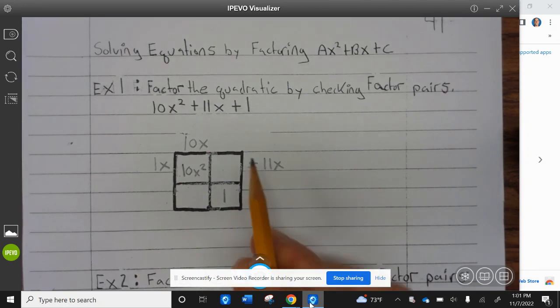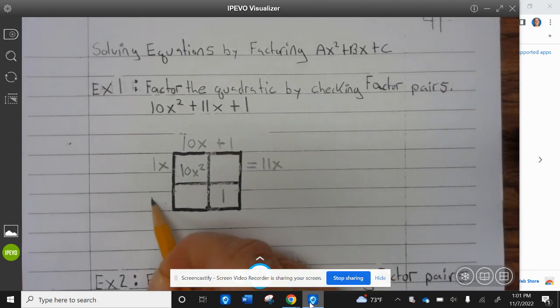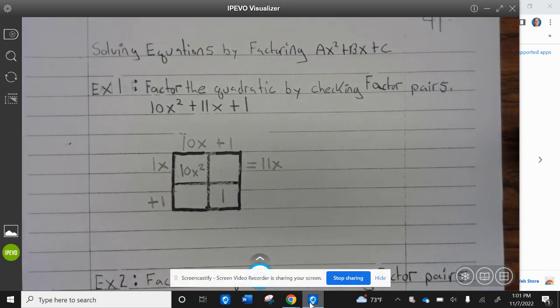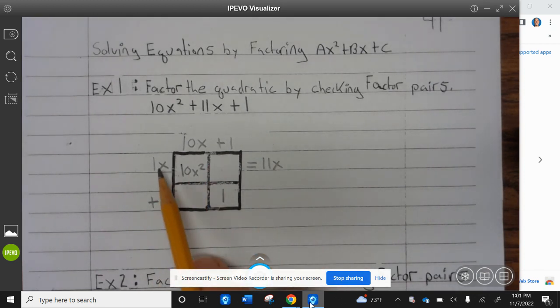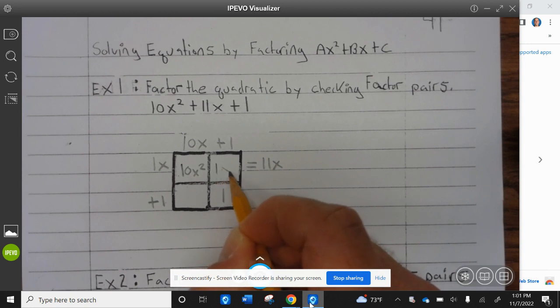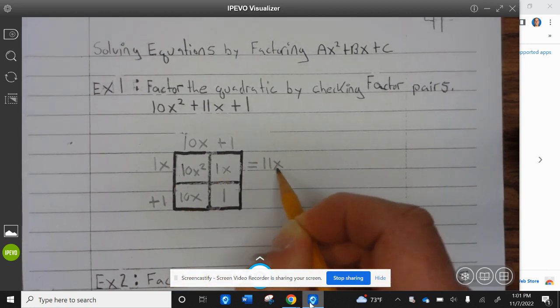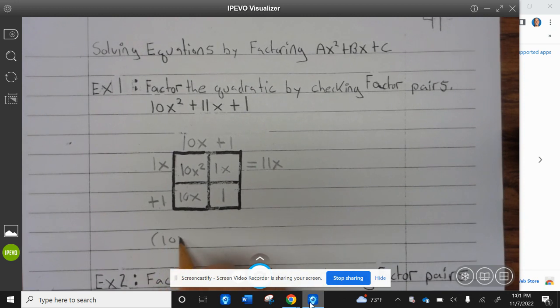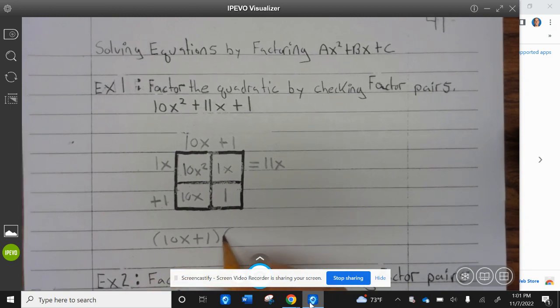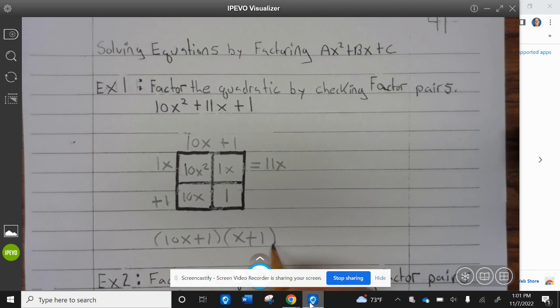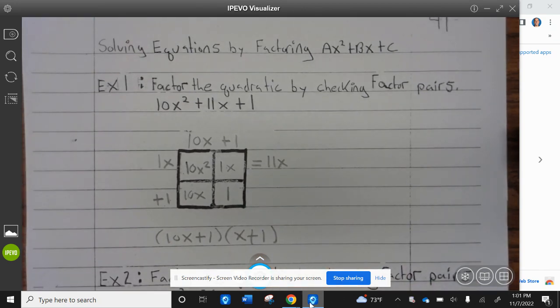And the only way to get positive 1 is if we have a plus 1 and plus 1 here. Okay, so let's make sure this works. 1x times 1 is 1x. 1 times 10 is 10x. 10 and 1 combined to be 11x. So your factors are 10x plus 1 times x plus 1. All right, go ahead and finish up example 1.